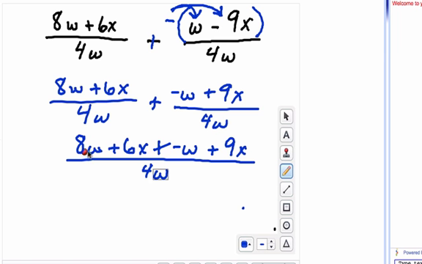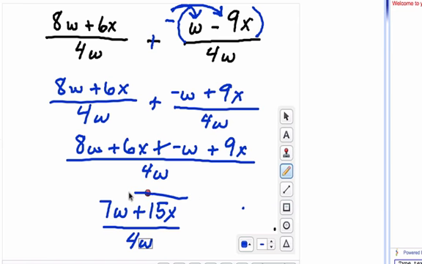Okay, so we add our like terms. We have 8w plus a negative w, that is going to give you 7w. And 6x plus 9x is 15x. And that's all over 4w. And you cannot common factor out anything from 7w plus 15x, so this is complete.